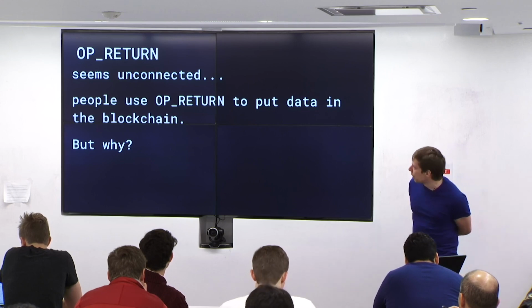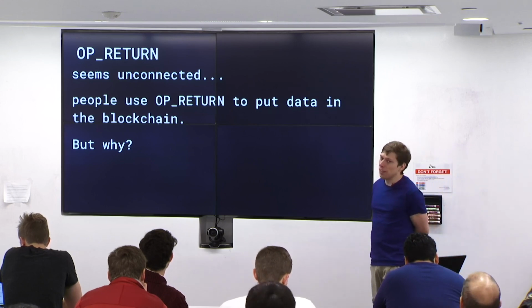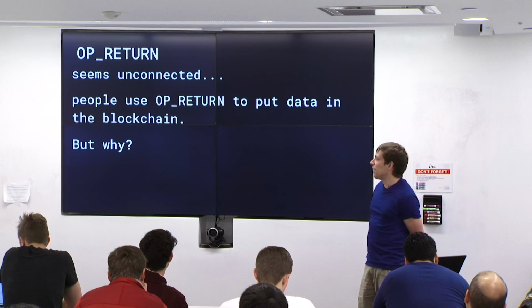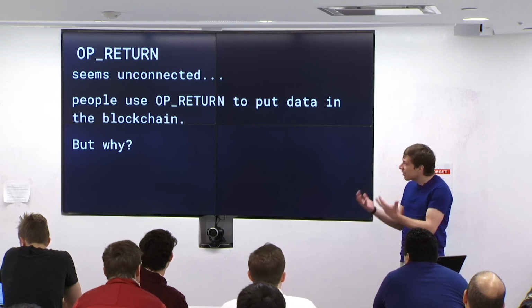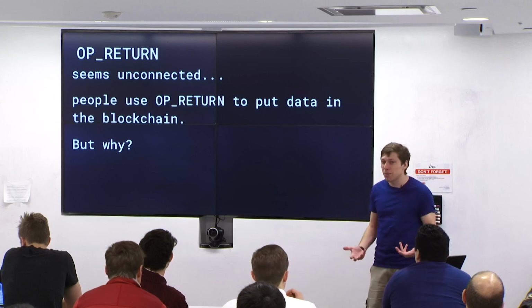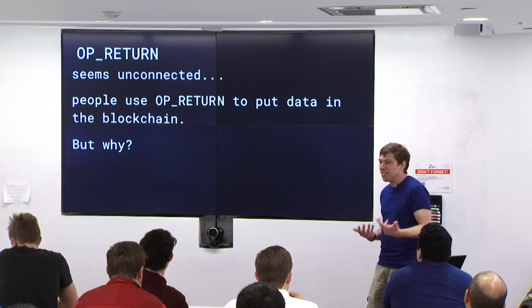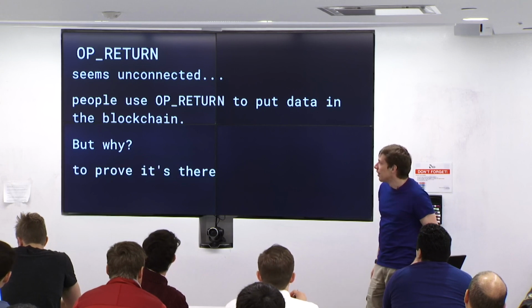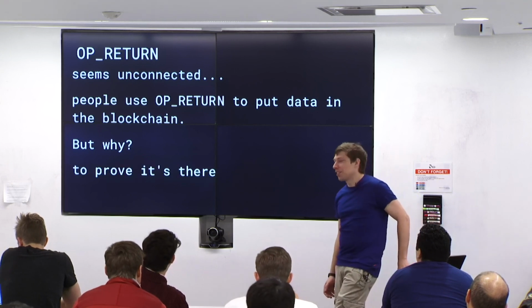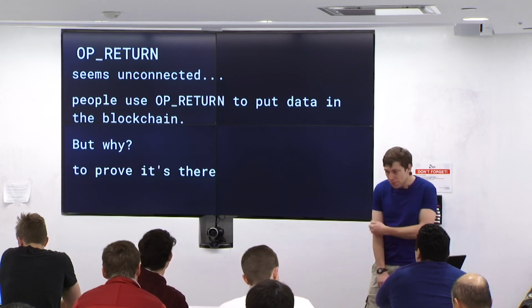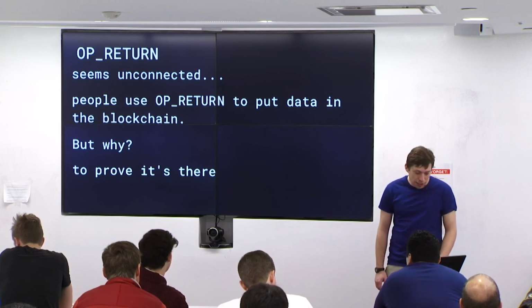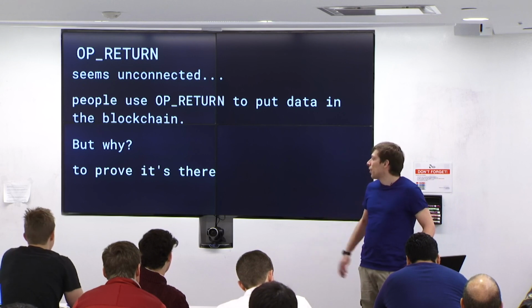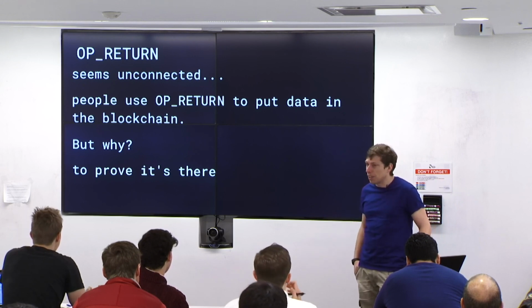So people use OffReturn to put data into the blockchain. Why do people do this? You can't spend it, you can't do anything with this data, but why do people do this? It's kind of cool, right? To prove it's there, right? You want to put some data in, and you just want to say, hey, I thought of this first, I'm making a patent, or whatever. You put data. People use a lot of OffReturn.